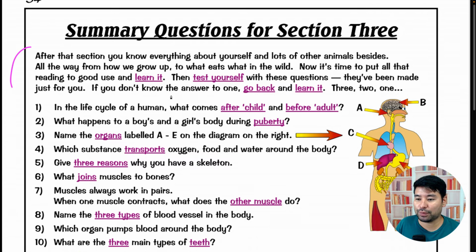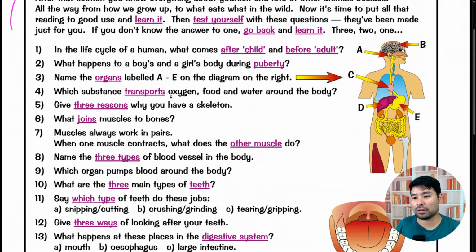So, let's begin. Question number 1. In the life cycle of a human... Oh, wait a minute. Ok, sorry about the noise, yeah. Desculpa o barulho aí, né? Mas voltando. Então, eu vou ler novamente as questions e vocês vão me seguindo, tá bom? Então, let's go. In the life cycle of a human, what comes after... before adult? Well, again, after child and before adult.